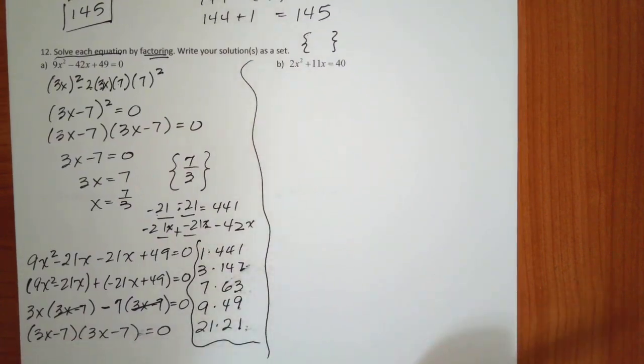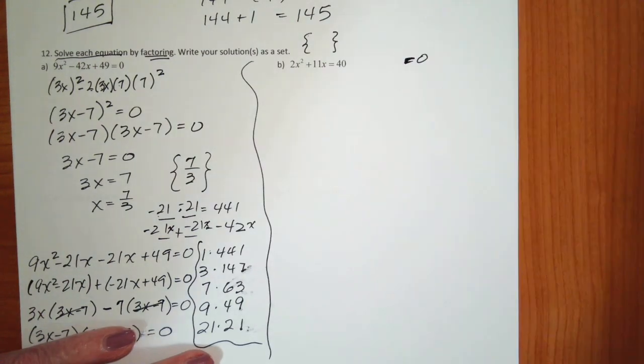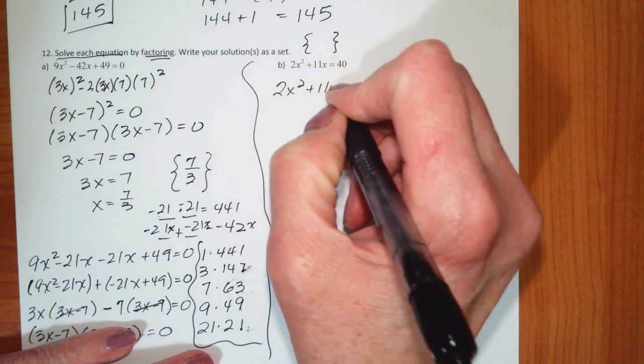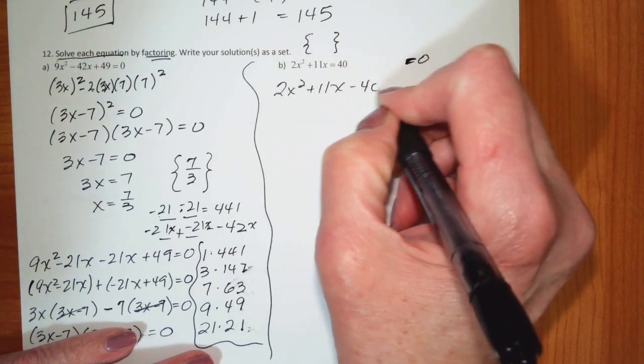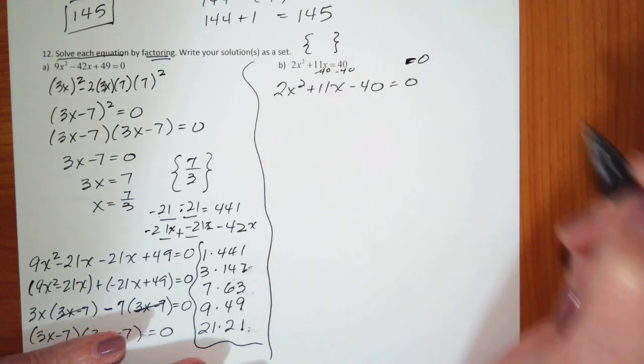Okay, on B, it is not equal to 0. So it must be equal to 0. That is my first step, and my pen is leaking all over the place. All right, so this becomes 2x squared plus 11x minus 40 is equal to 0. I have to subtract 40 from both sides.